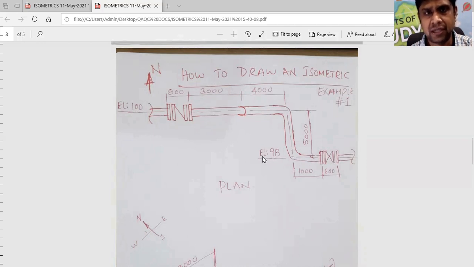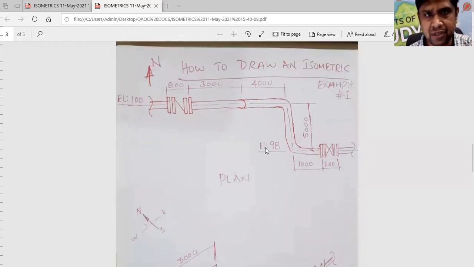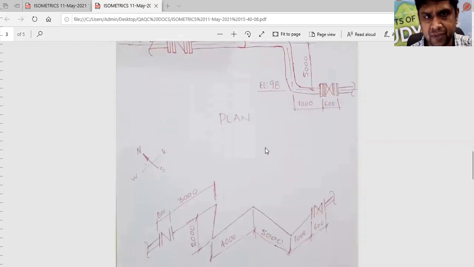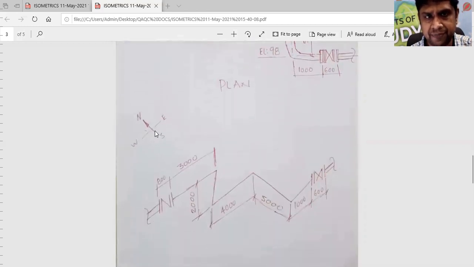How will you represent this in an isometric view? The most important thing to draw an isometric is that first you need to fix the north. This is the north. You should always remember east is always on the right hand side of the north. And west is always opposite to east, and south is always opposite to north.